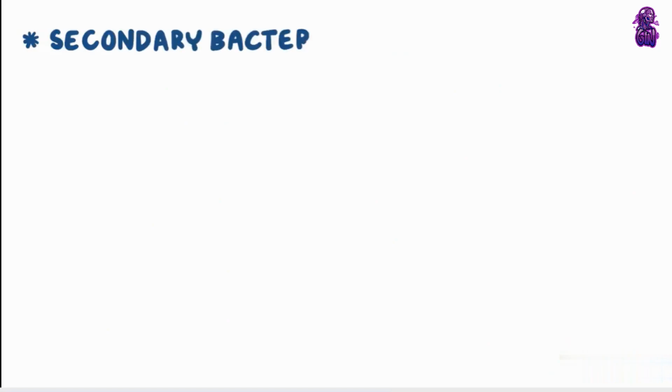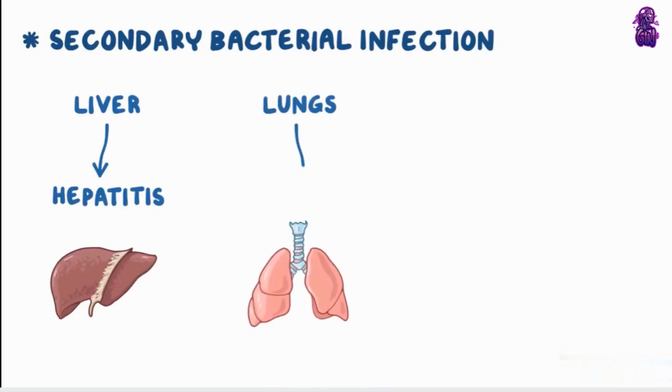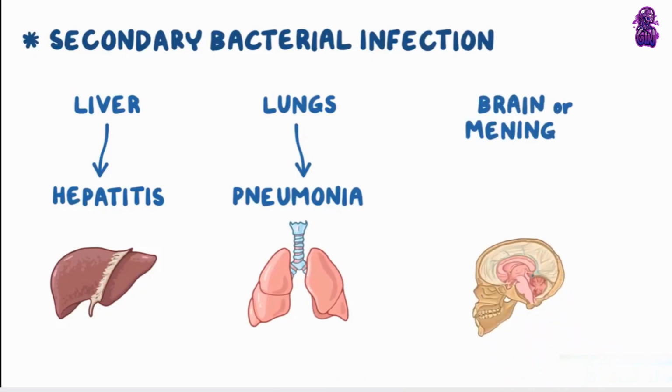With both chickenpox and shingles, the most common complication is a secondary bacterial infection of the skin lesions. So, if the liver becomes infected, hepatitis can occur. If the virus spreads to the lungs, we get pneumonia. If the brain or its protective membrane, called the meninges, become infected, encephalomeningitis could occur.